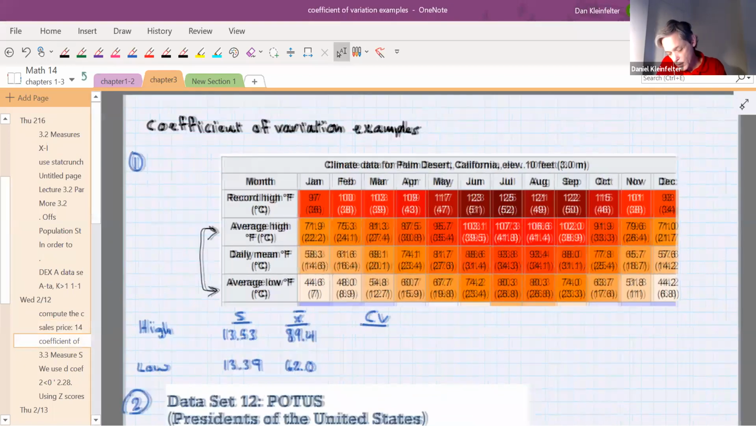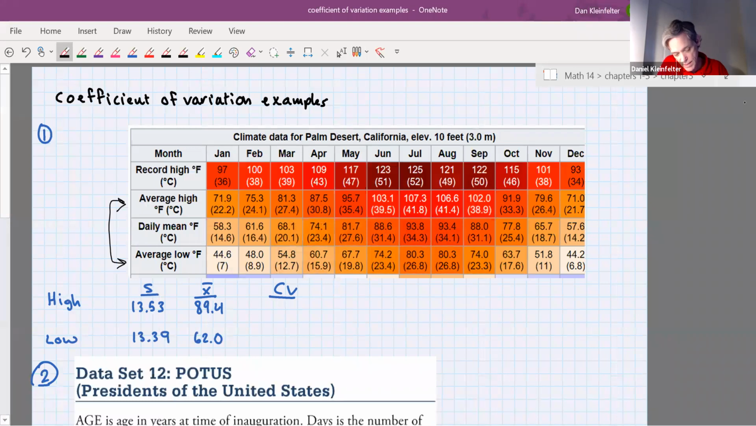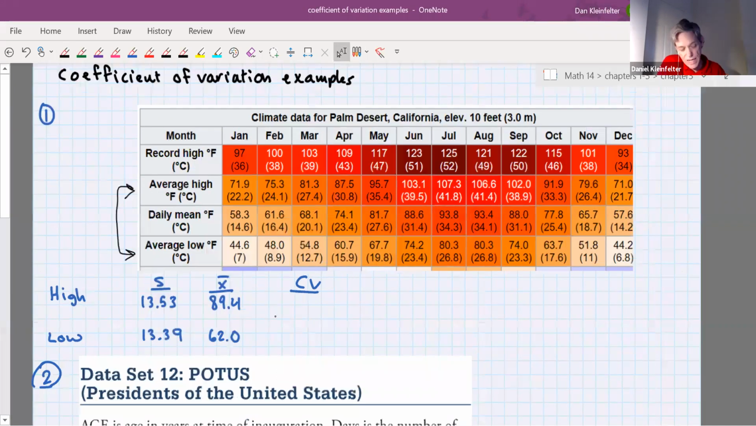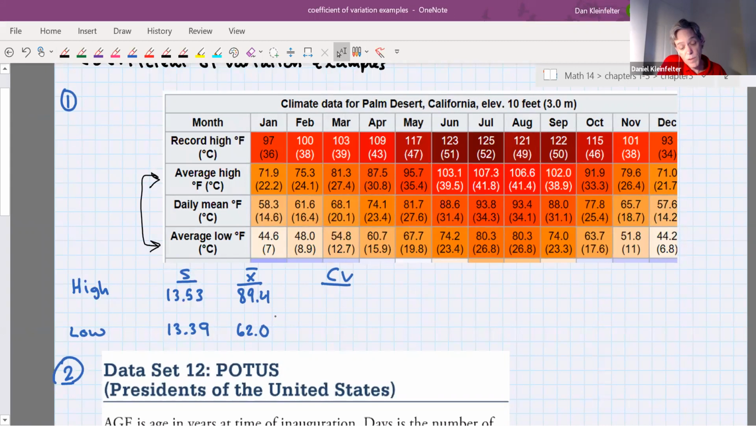Okay, so the first one is a set of climate data. This is taken off of Wikipedia, so you can judge the quality of the source, I'll leave that to you. But this is temperature data for Palm Desert. We've got the average high and average low temperatures monthly over the course of a year. To save a little time, I've already calculated the standard deviation and the mean. So we're just going to calculate the coefficient of variation and compare the two.